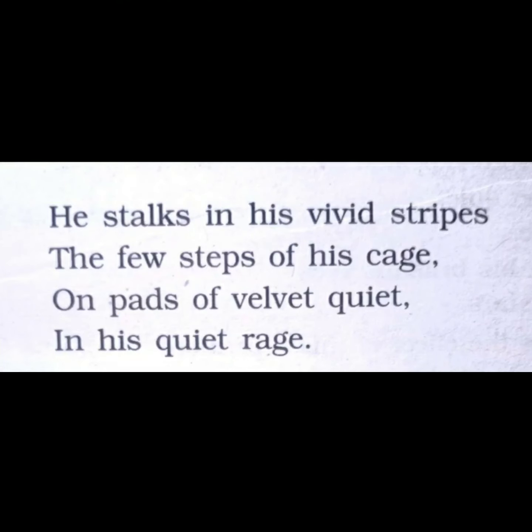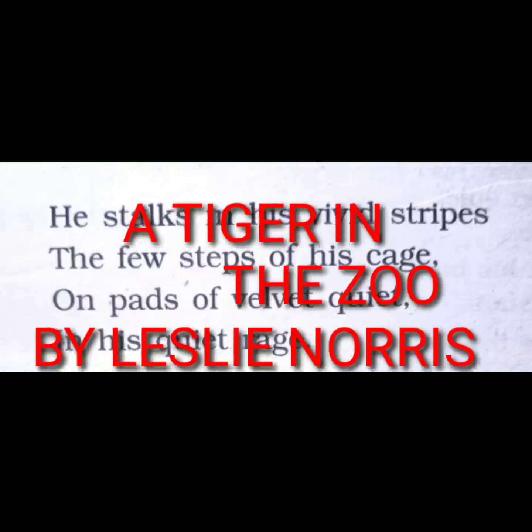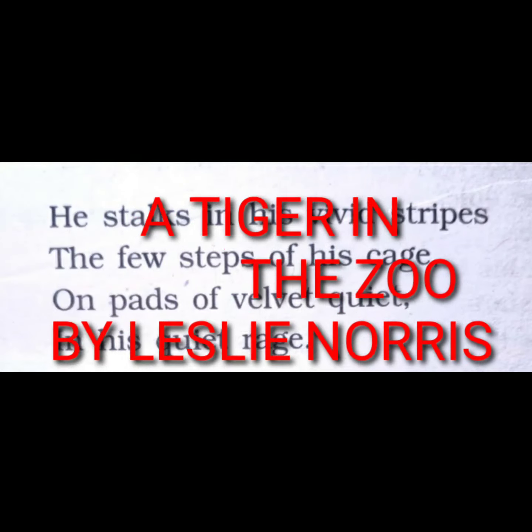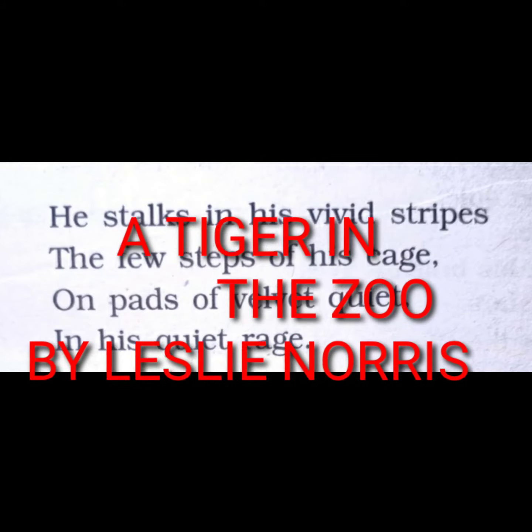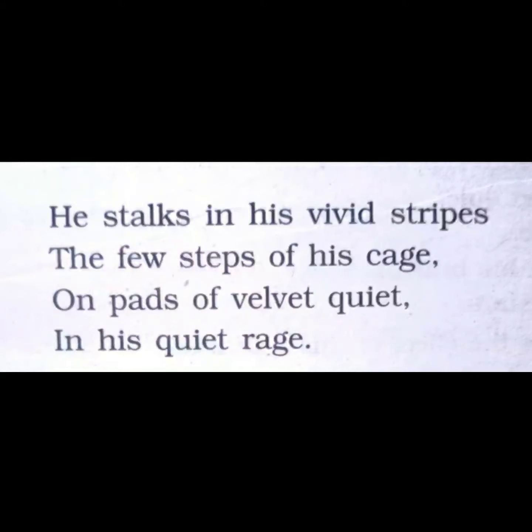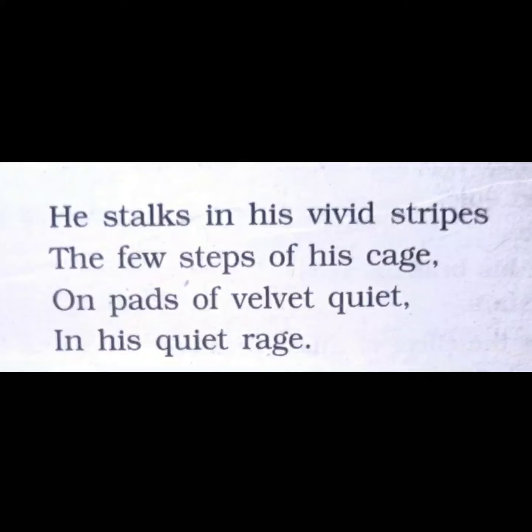In this poem, just try to compare the life of the tiger inside the zoo and in its natural surroundings in the forest. And he talks about the freedom of the animals throughout this poem. Let us see the first stanza.